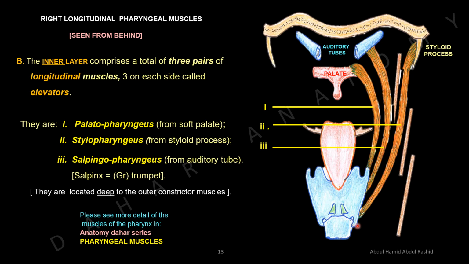Okay, let's talk about three muscles. The first one is palatopharyngeus, coming from the soft palate to the pharyngeal region. Number two is stylopharyngeus, coming from the styloid process to the pharyngeal region. And three, salpingopharyngeus; salping in Greek means trumpet, coming from the auditory tube to the pharyngeal region. They are located deep to the outer constrictor muscles.